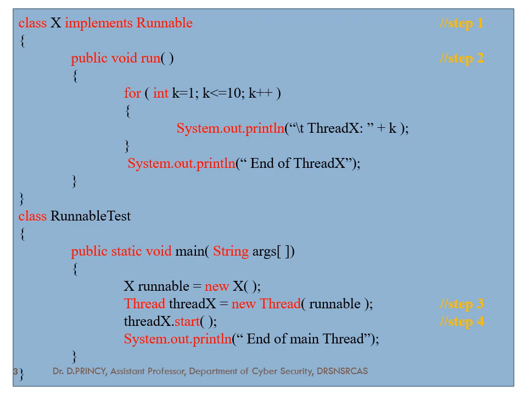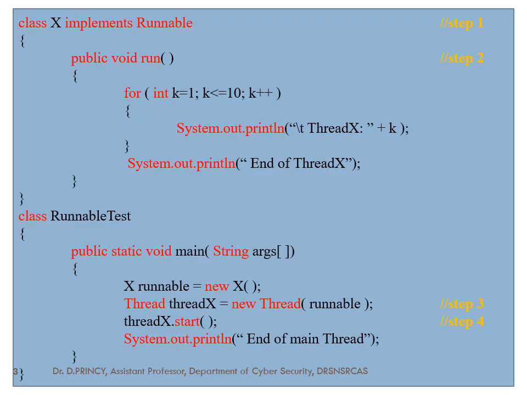This is an example to show how to create a thread. The thread class name is X, which implements the Runnable interface. Runnable is a predefined interface. So in this thread class, we have to implement the run method. It must have some set of statements to execute, which create the body of the run method. After that, we have to create an object of the thread class in the main method. X is a thread class, runnable is an object. Using the class constructor, we are creating an object of the thread class.